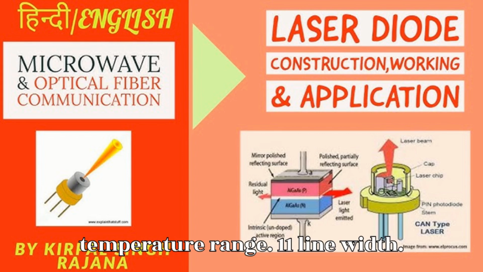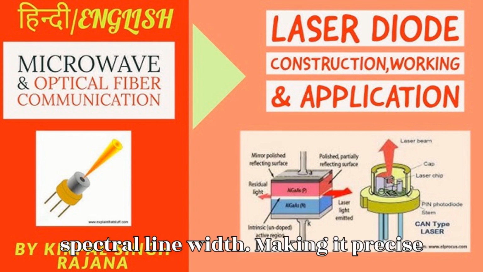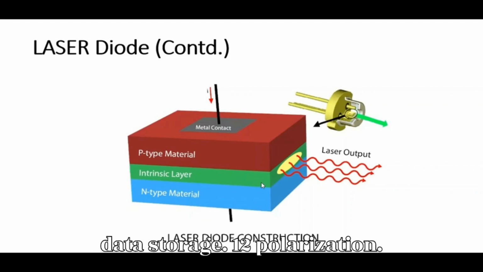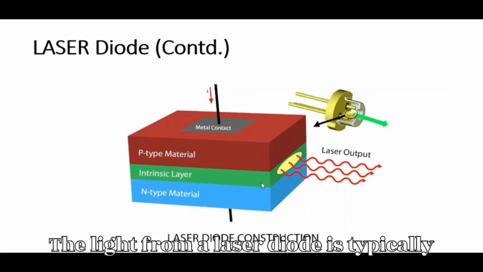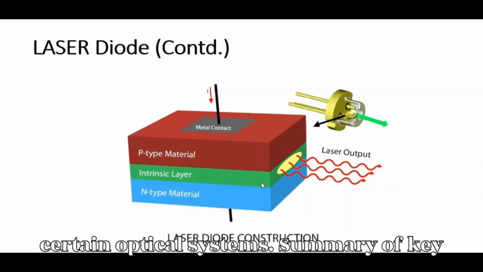11. Line width. The emitted laser light has a very narrow spectral line width, making it precise for applications like spectroscopy or data storage. 12. Polarization. The light from a laser diode is typically polarized, which is advantageous in certain optical systems.